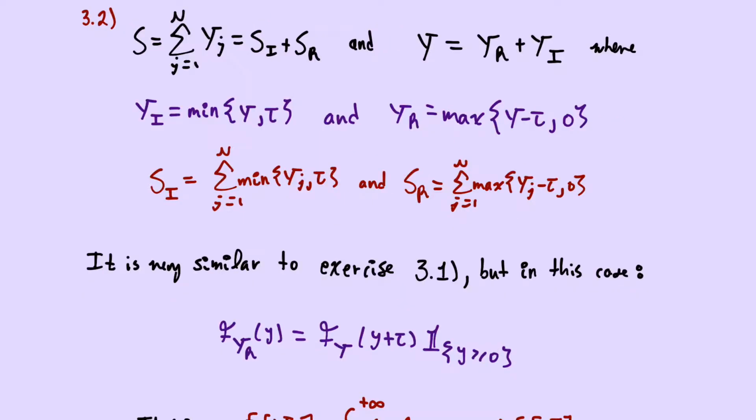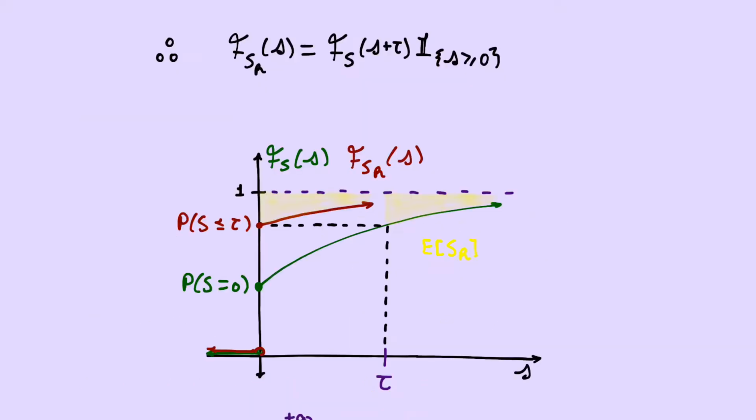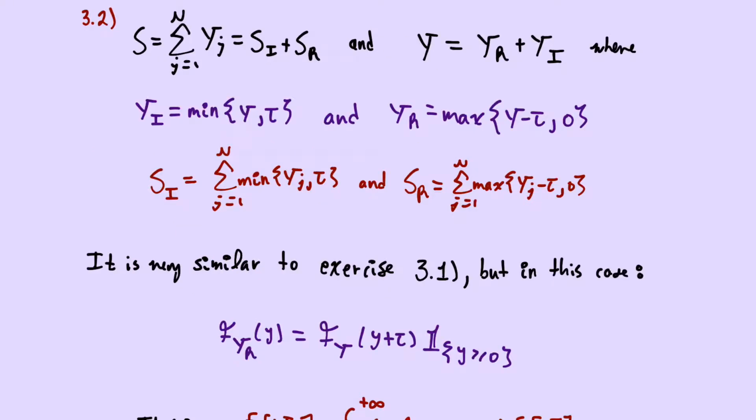So now, in the next exercise, we will read it first. It says, for excess of loss reinsurance, obtain formulas for the expected value of the random variable YR, the variance of that random variable, the distribution function, and then the expected value of the random variable SR and the variance of the random variable SR. Okay, so we will of course remember what those random variables were defined by.